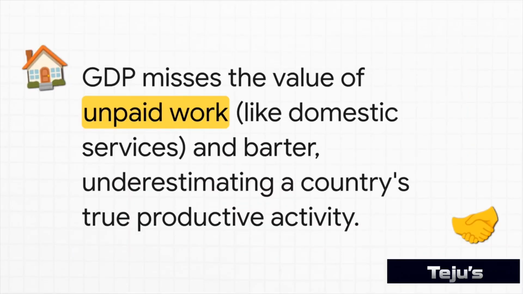Next, GDP only counts stuff where money changes hands. This means the enormous amount of valuable work that gets done inside homes every single day. Cooking, cleaning, taking care of kids or relatives, it's completely invisible to the official numbers. It doesn't count. Same goes for any kind of bartering or informal trade. This means GDP is almost always underestimating a country's true economic activity.